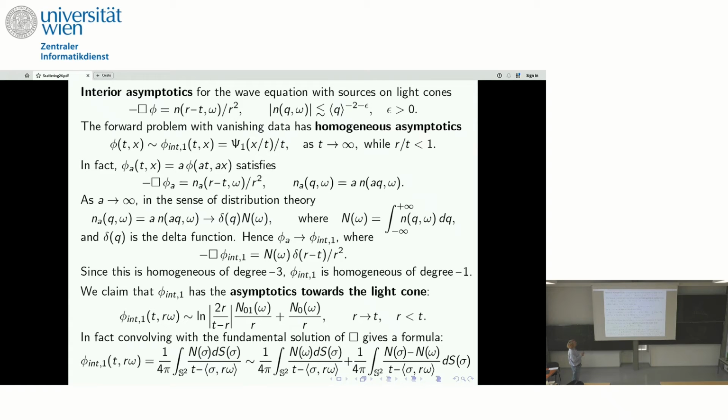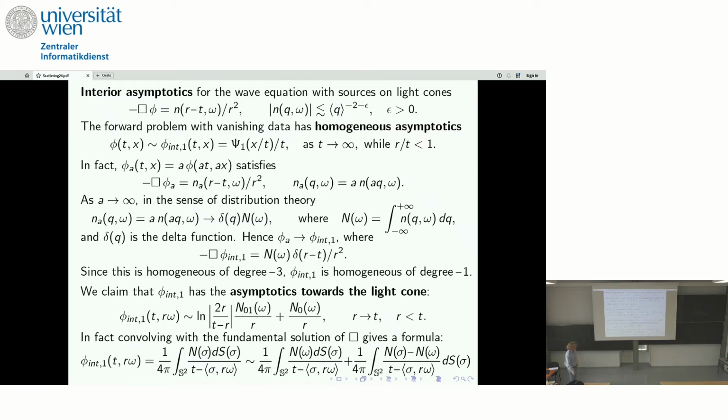So this equation is scale invariant. You just get a different n there, if you scale. So this n goes much faster. But you get the same equation, just a different n. You multiply n by a, and this parameter a is here. And you let a go to infinity. And what you see is that this converges to a distribution, a delta function.